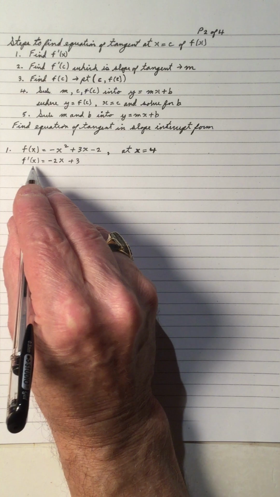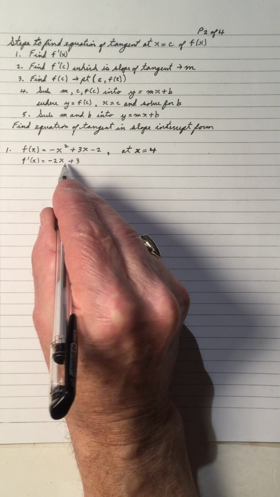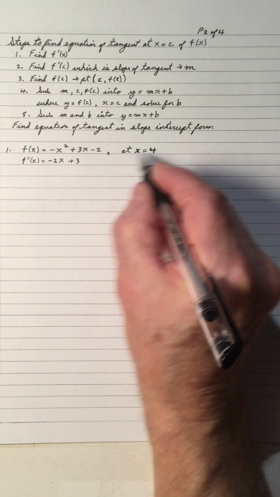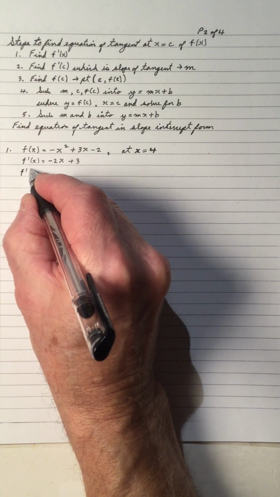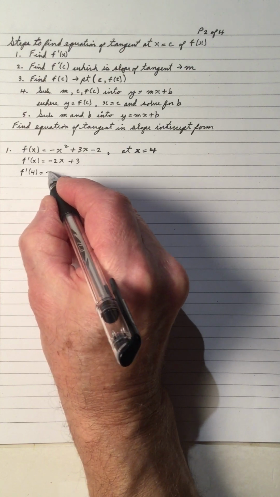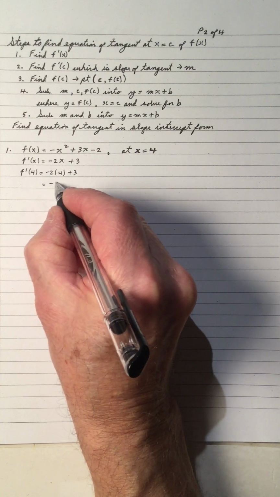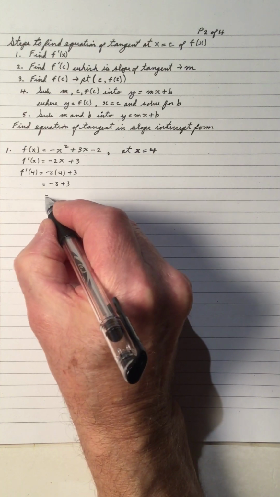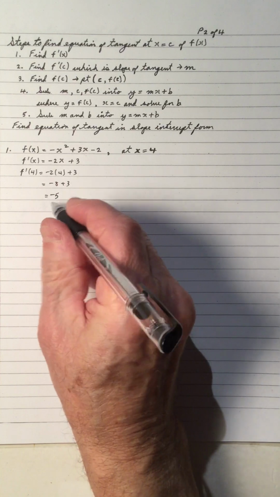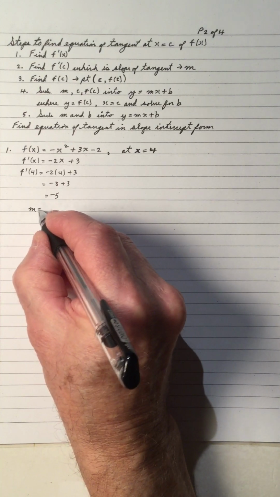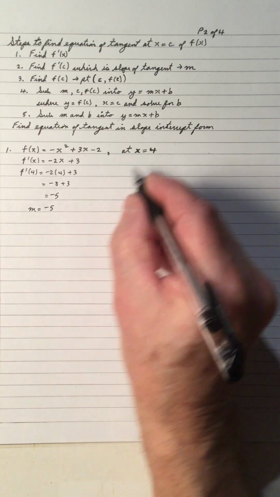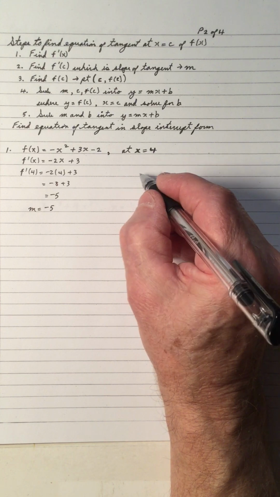So that's the slope of the tangent. Now we want to find it at x is 4. So we do f prime of 4: negative 2 times 4, negative 8, plus 3 is negative 5. So that means the slope of the tangent is negative 5 at x equals 4.